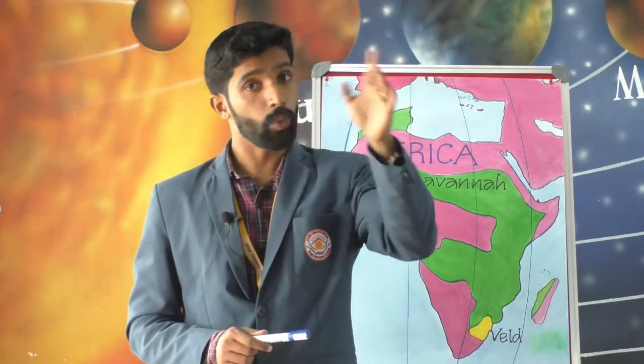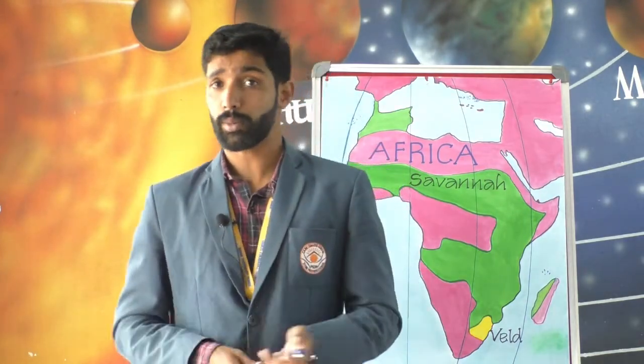And wildlife in the veld includes lion, leopard, cheetah, giraffe, oryx, springbok, etc. Reckless hunting and poaching have greatly reduced their numbers. And the government has set up a number of national parks and sanctuaries to protect the various species of animals.